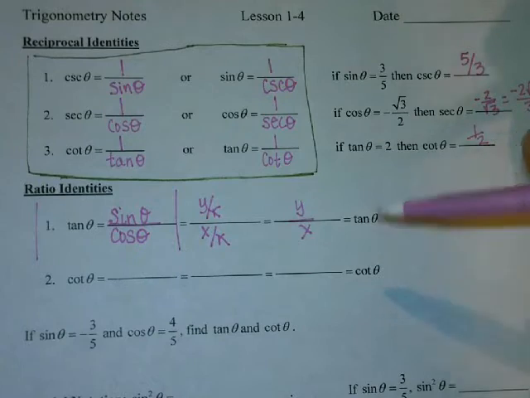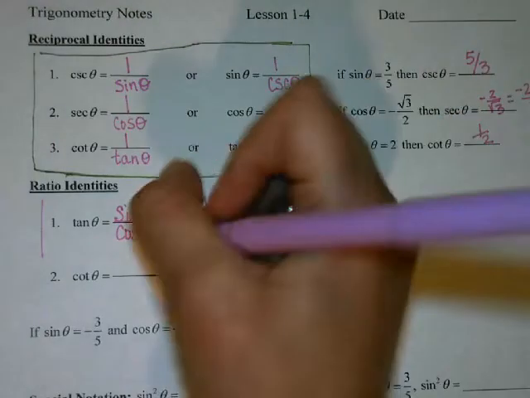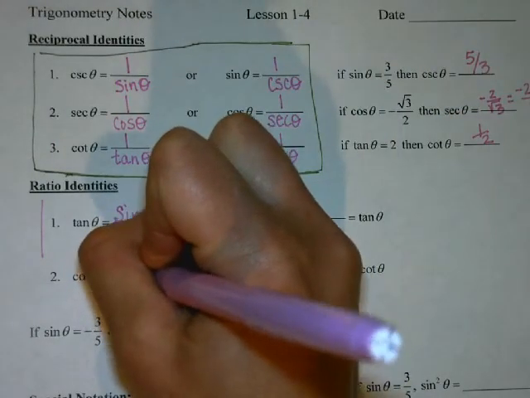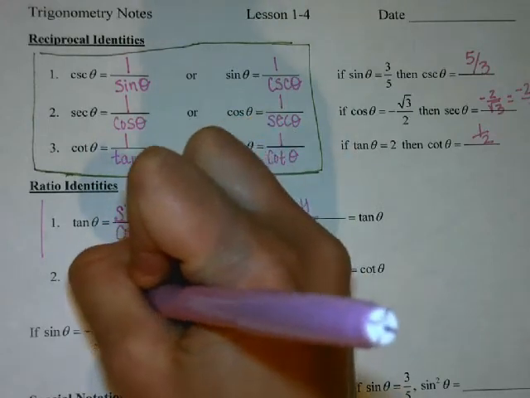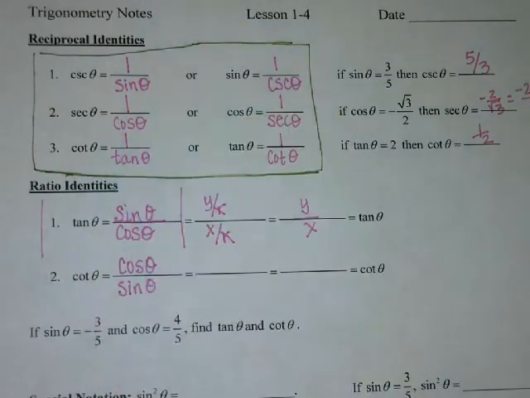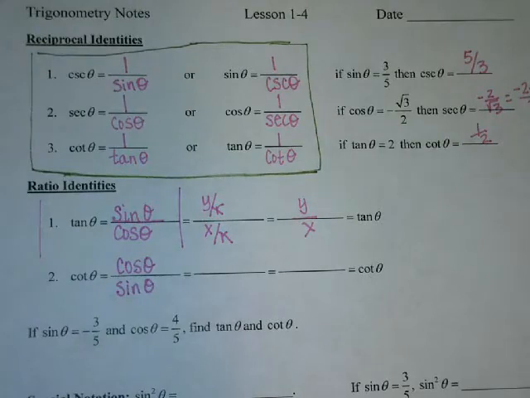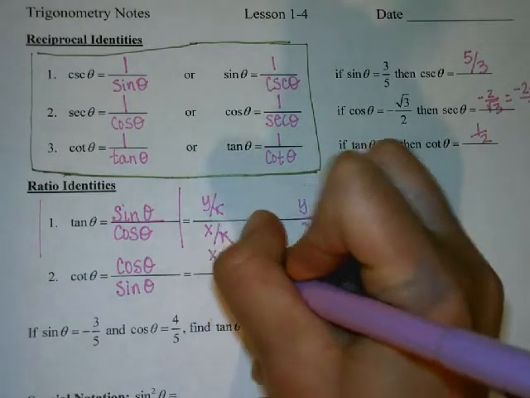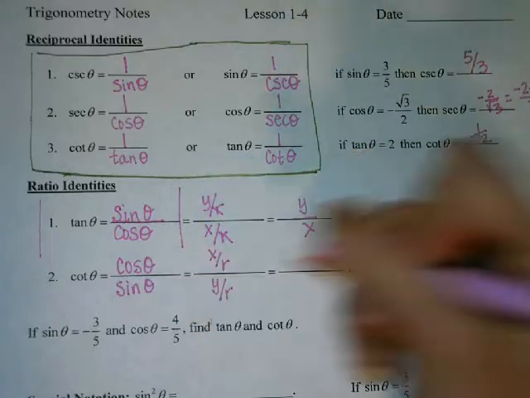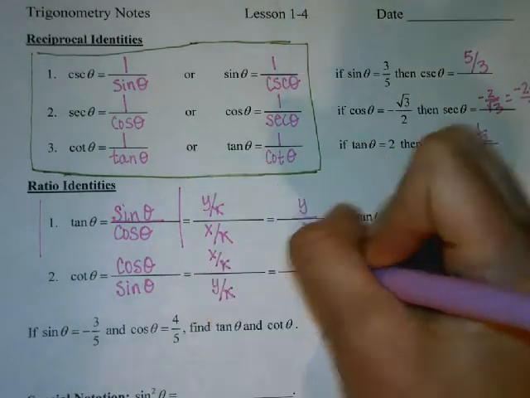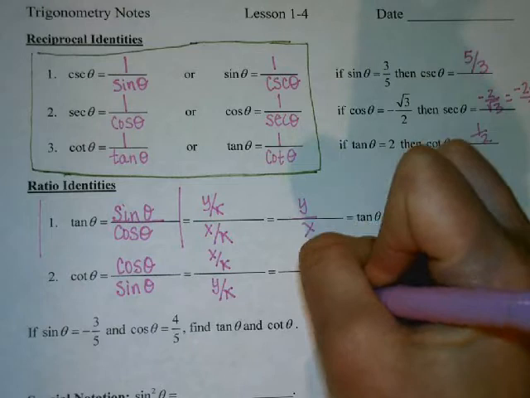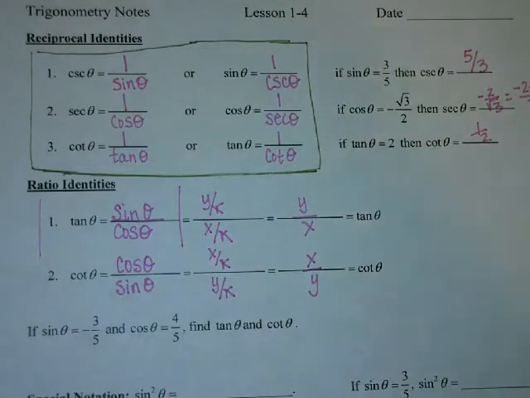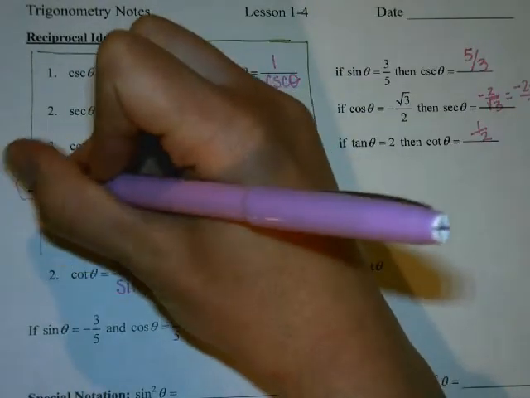Okay, if tangent is sine over cosine, some of you can probably guess then that cotangent is cosine over sine. And again, I'm going to show you why that works. Cosine, in terms of x, y's, and r's, is x over r. Sine is y over r. The r's cancel, so I'm left with x over y. And just like we talked about last time, that's cotangent. So, our ratio identities.